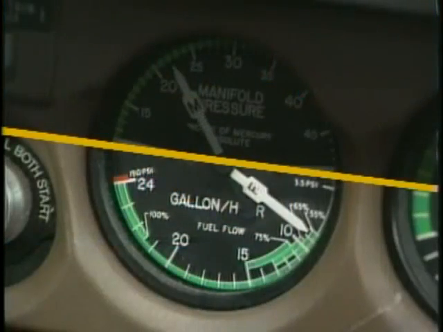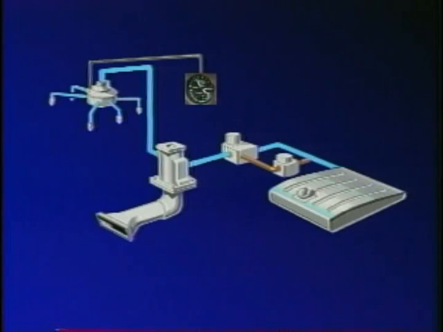A fuel flow indicator, calibrated in pounds or gallons per hour, is connected to the outlet of the flow divider. It measures the pressure being applied to the discharge nozzles.